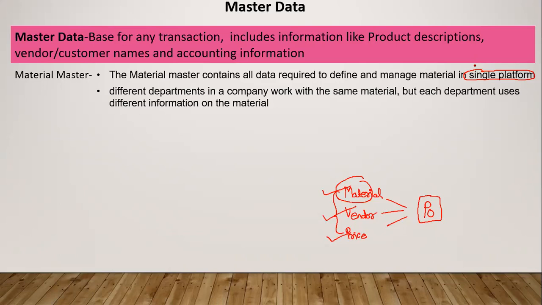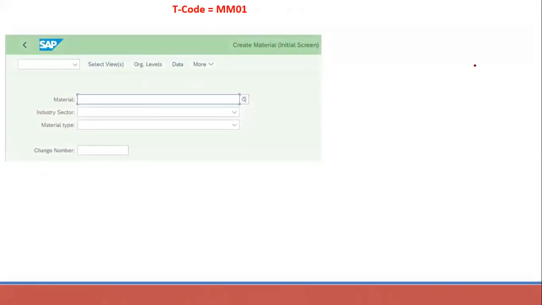Let's say in the system, to create the material master record, the T code is MM01. If we enter this T code, this screen will appear. Here we need to enter a material, industry sector, and material type. When we create a material master, it is required to classify the material according to the industry sector and material type. So what is industry sector?